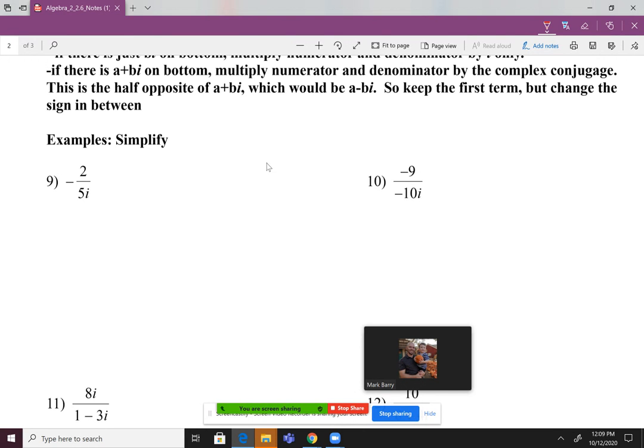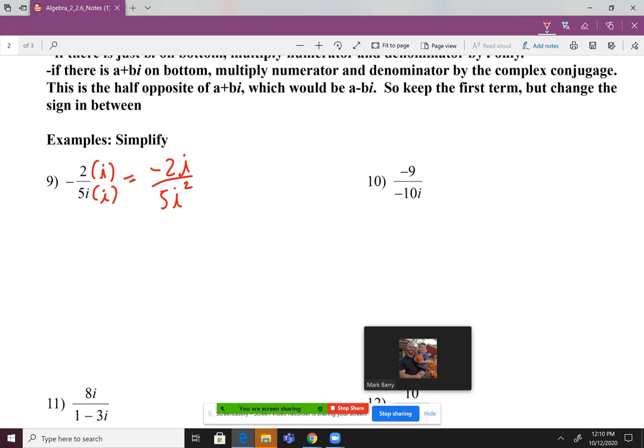So when we just have the i on the bottom, we're just going to multiply the top and the bottom by i only. Okay. Now, we have a negative in front of this fraction. Whenever we have a negative out front of the fraction, I always like to move that up top. So I'm going to call this negative 2i on top. On bottom, it looks like I have 5i squared, because I have 5i times i, right?